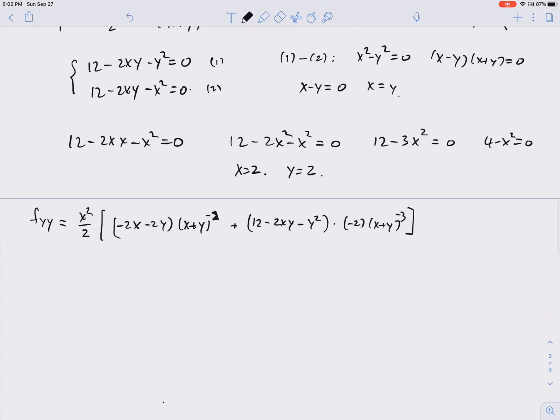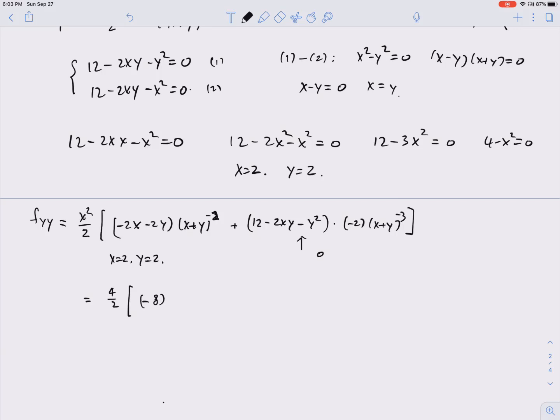Now, once we have this one, we can plug in the value, right? We can say x is 2 and y is 2. But the good thing is that this term over here must be 0 because we solved the equation to get this. So you only need to plug in the first term over here. So this is going to be x is 2, so we have 4 over 2, right? And then we have negative 4, negative 4. So we're going to have negative 8 over here.